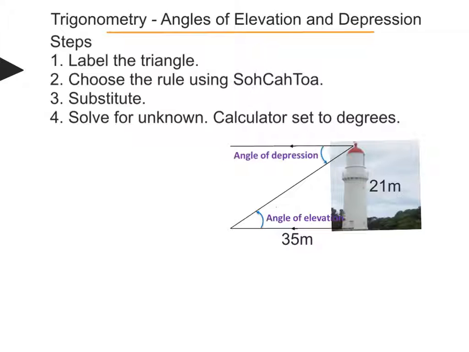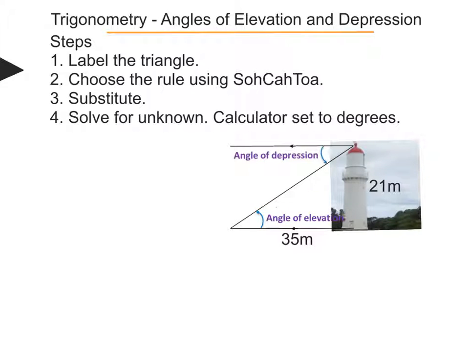In this first example, we're going to be looking at finding the angle of elevation of the lighthouse. This is the Cape Schanck Lighthouse, which is 21 metres tall, and I'm standing 35 metres away, at this point over here, looking up towards the top of the lighthouse. So what angle would I be looking at?